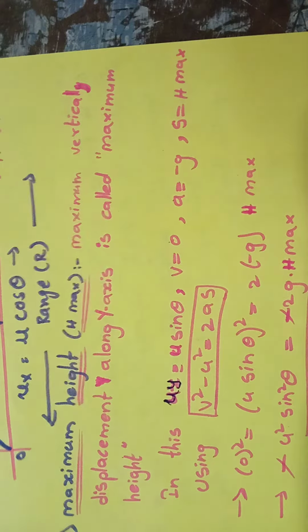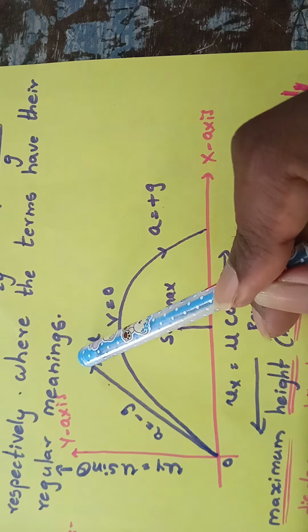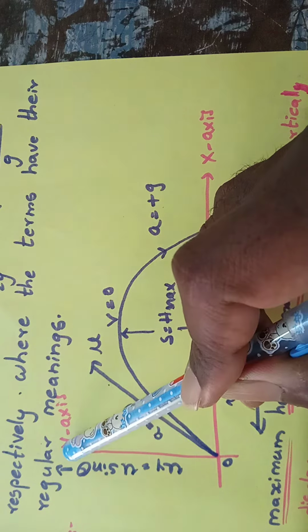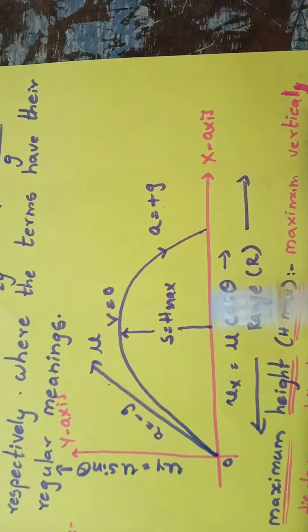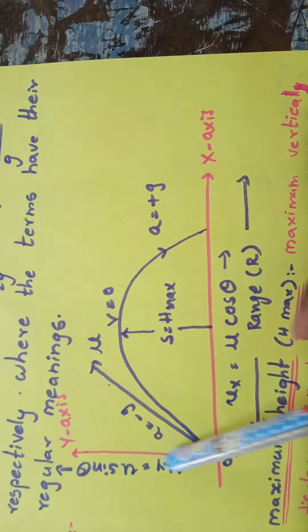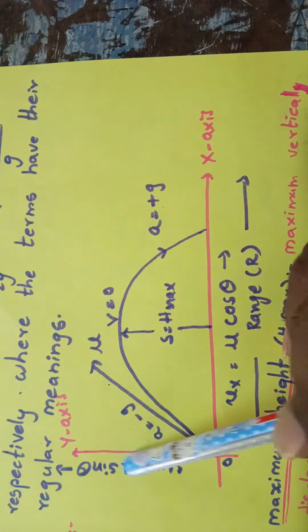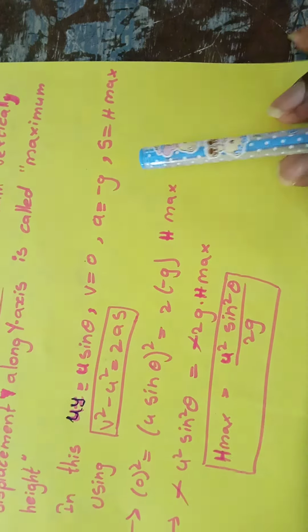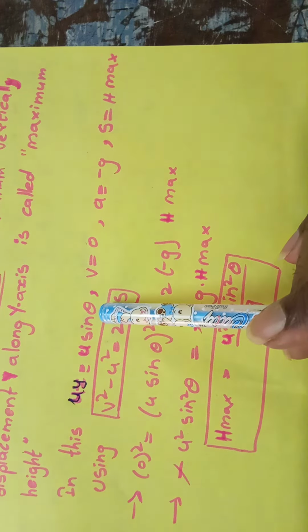Now look at the diagram. Here one object is projected vertically upward. It reaches the maximum height and it covers the maximum range. Maximum displacement in the horizontal direction is called range. So the component is uy is equal to u sin theta.